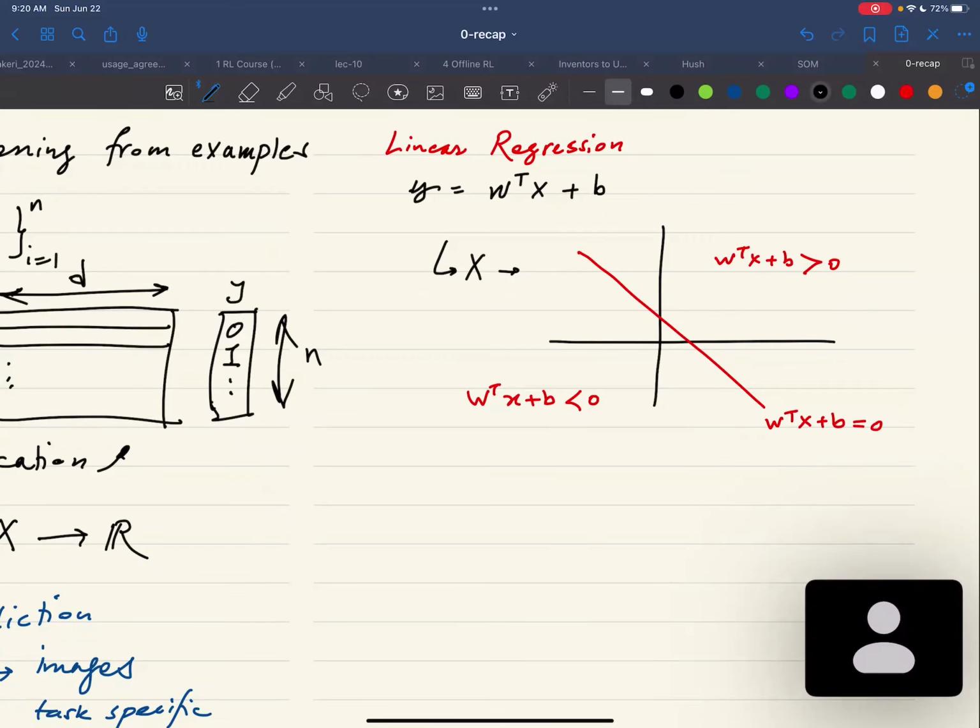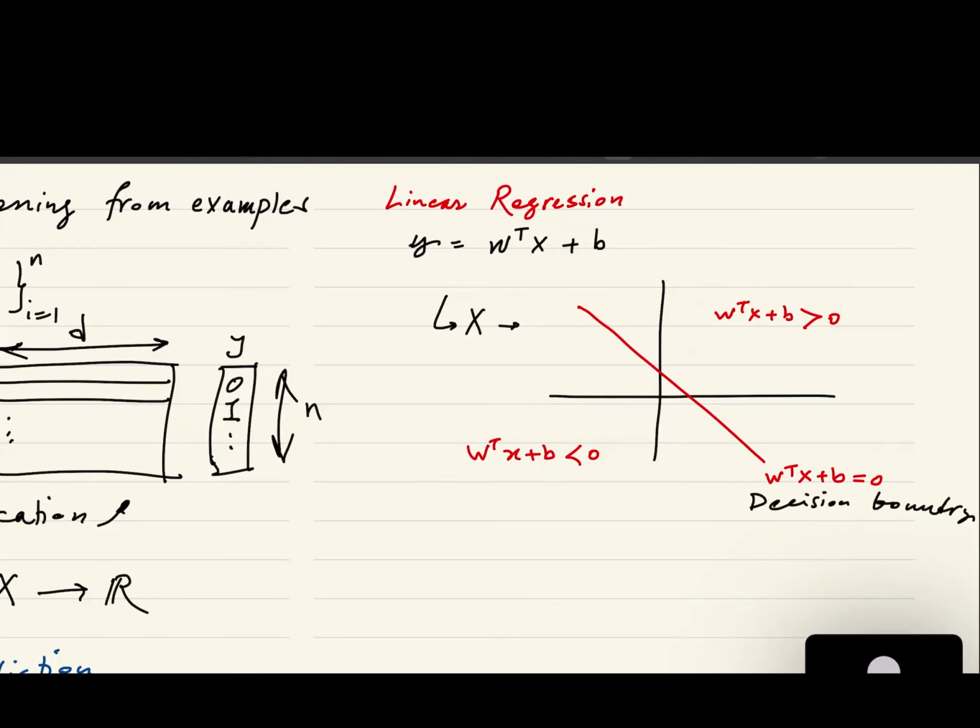So for example, maybe the positive part can be from this part. Like I said, the equation that determines this decision boundary is this linear equation. So to completely define this hyperplane, we need the weights and this bias. The weight specifically defines the slope of this hyperplane.